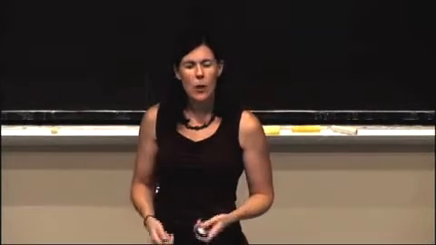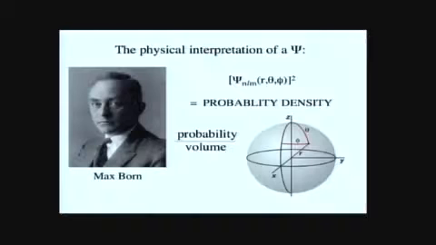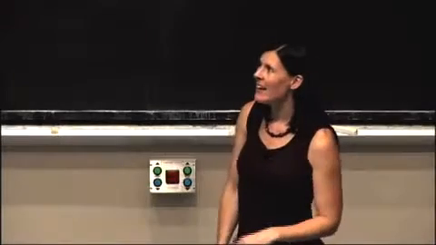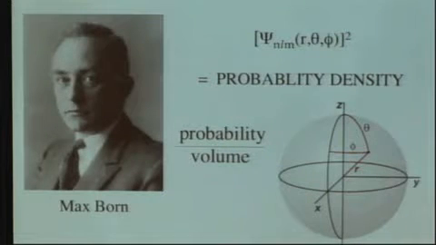But luckily, we don't have to worry about how we're going to picture all this, because even though there's no physical interpretation for what a wave function is, there is a physical interpretation for what a wave function squared means. So when we talk about a wave function squared, we're taking the square of the wave function, any one that we specify between n, l, and m, at any position that we specify based on r, theta, and phi.